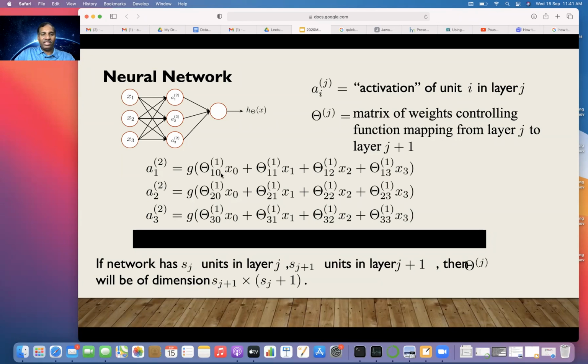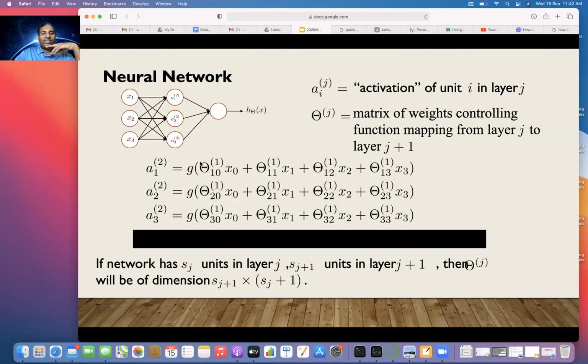So first you are computing theta 0 x0. Forget about the other things, you take in the subscript only the second part. Theta 0 x0, theta 1 x1, theta 2 x2, theta 3 x3. Here also theta 0 x0, theta 1 x1, theta 2 x2, theta 3 x3, like that. But what are these weights? Theta j is the matrix of weights controlling function mapping from layer j to layer j plus 1.